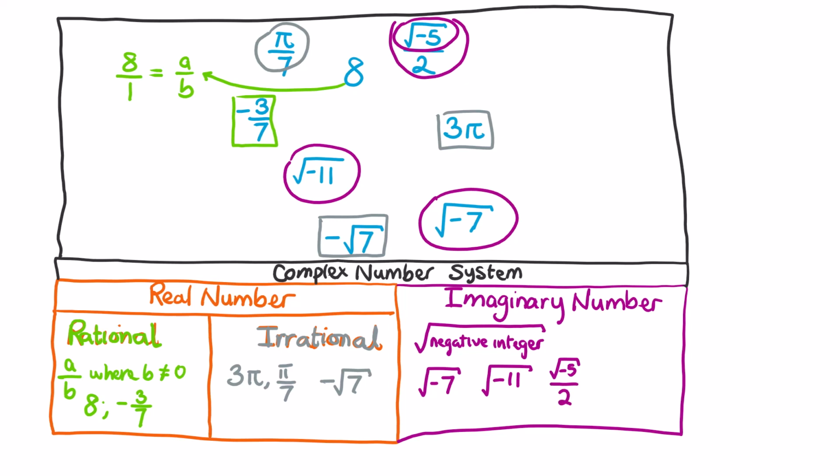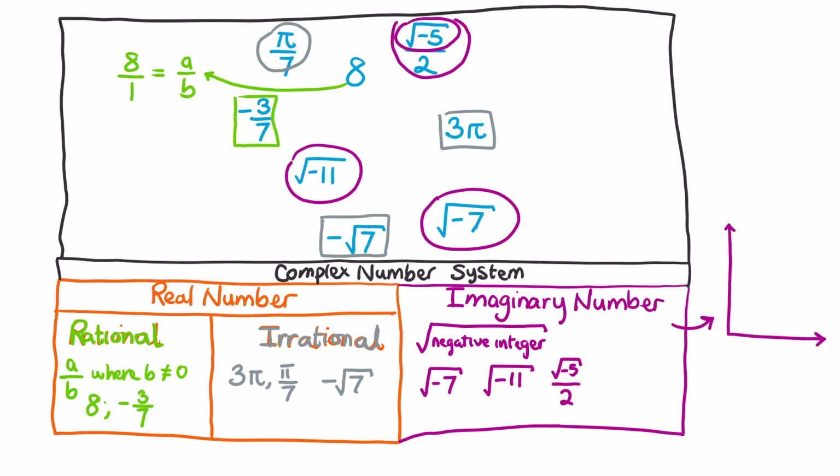Now we need to recognize that imaginary numbers can be found on a complex plane, which is a two-dimensional system where the horizontal axis is labeled as the real numbers while the y-axis is listed as imaginary numbers.